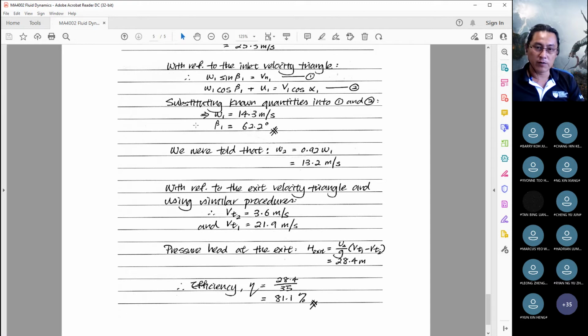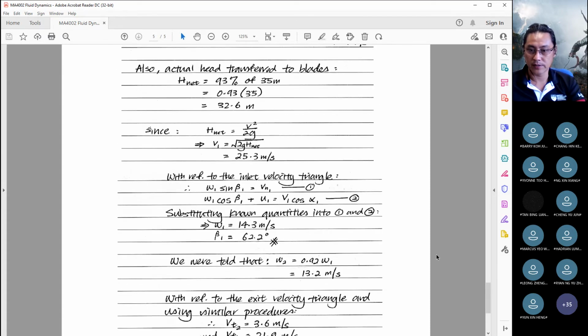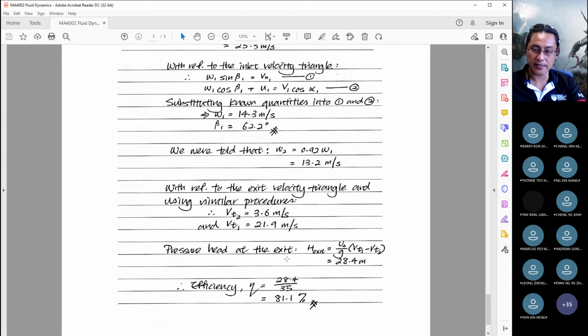Okay. Now we found out what's beta 1, 62.2 degrees. Now we have to find out the efficiency, the hydraulic efficiency. To find out the hydraulic efficiency, we have to find out what's the pressure head at the exit, because we do know what's the pressure head available at the inlet. Now, to calculate the pressure head at the exit, we have to make use of this formula. It's quite similar to this actually. But to calculate the pressure head at the exit, we have to make use of this relationship.